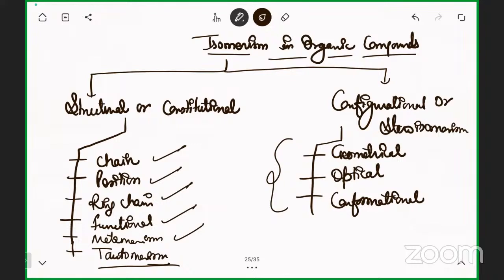Not that much theoretical, you can say numerical based. So we'll do numericals in that particular chapter. You have to do the estimations. So this much is clear, I think. Aromaticity and 5 types of isomers we have done. Any problem? Any doubt?